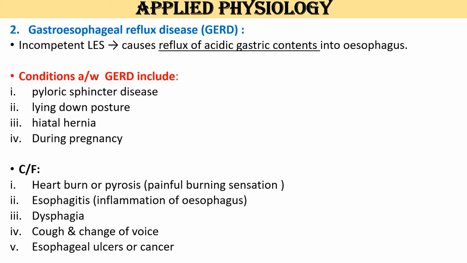The conditions can be any pyloric sphincter disease. It can lead to the formation of GERD, or people who are having bad lifestyle, like obese people especially, who are always lying down, or people who are having a full meal and then going and lying down immediately. Now, third is hiatal hernia.